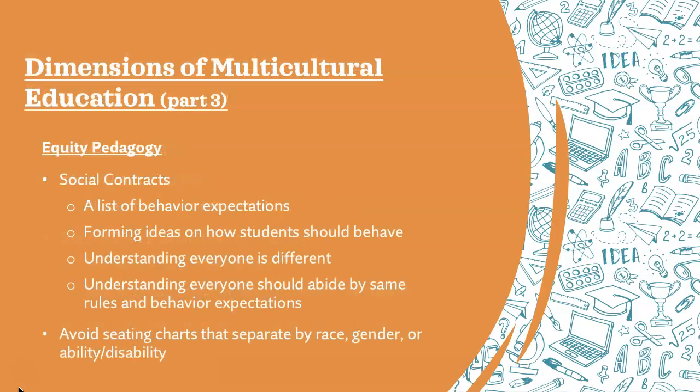The dimension of equity pedagogy was seen through social contracts that were in every classroom. This was a list of behavior expectations written by students where they formed ideas on how they should behave in the classroom. Students were able to understand that everyone has different ideas of what behavior looks like, but coming together in the classroom, they understand that everybody should abide by the rules that they created.